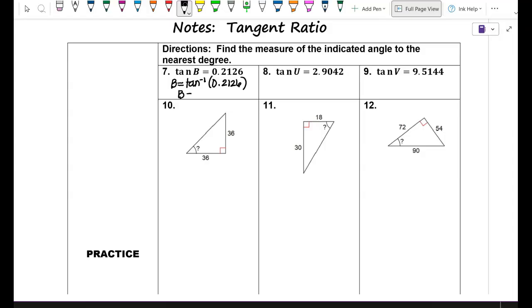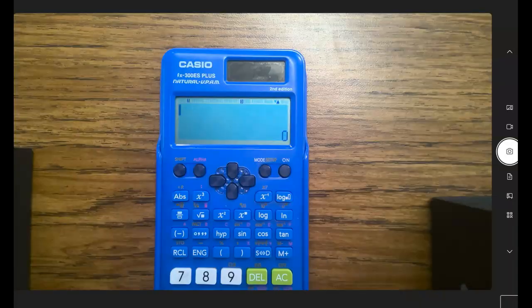And now I'm going to show you how we can use the calculator to find that out. Okay, so I'm going to switch to my camera real quick so we can see the calculator. If you look above your tangent key, and I know this doesn't show real well right now because I'm using a dark blue calculator, but above my sine, my cosine, and my tangent, there's each of those to a -1. Those are the inverse.